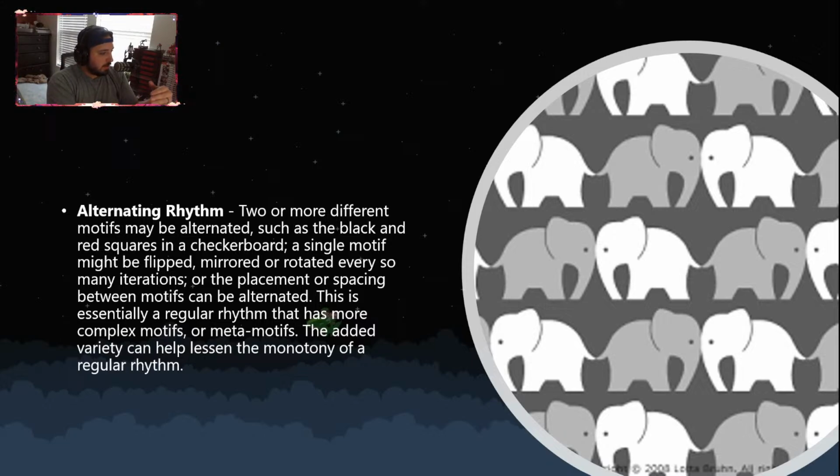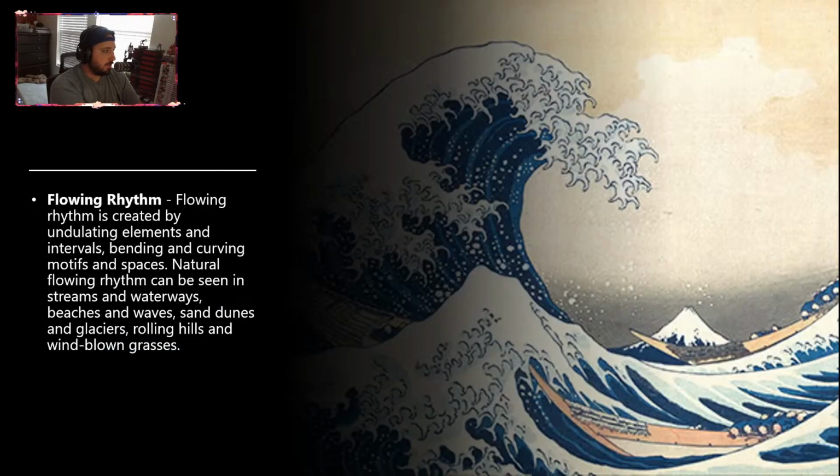This is essentially regular rhythm, but it has a little bit more complex motifs or meta motifs. They add a little bit of variety and can help lessen the monotony of regular rhythm. So this elephant pattern, I would say, is a little bit more interesting to look at because, one, there's more going on here than just the hearts being placed in a grid, right? We've got our different motifs being flipped or alternated. That is alternating rhythm, okay?